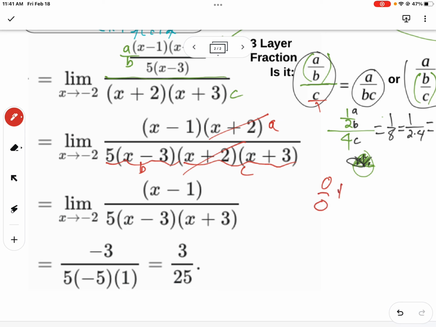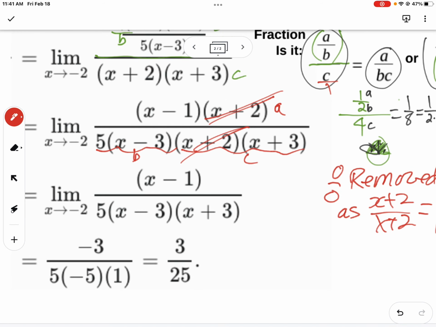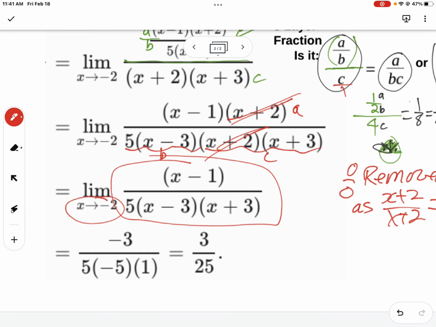0 over 0 is removed as x plus 2 over x plus 2 equals 1. Okay, that's gone. What's left over? That right there. Now I'm allowed to get to negative 2. I don't just have to approach it. So at this point, I drop the limit because I can actually get to x equals negative 2.